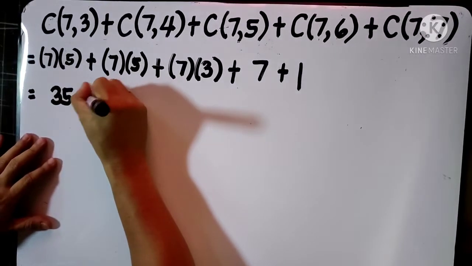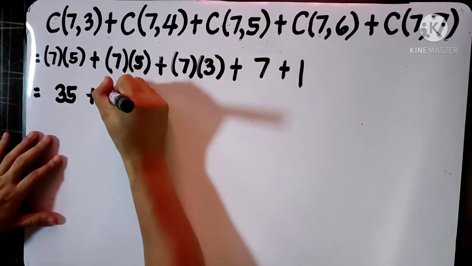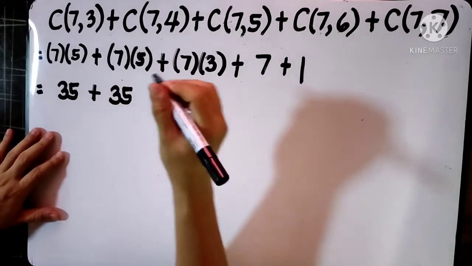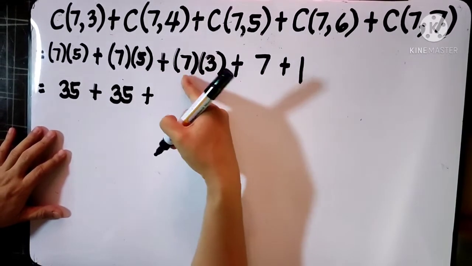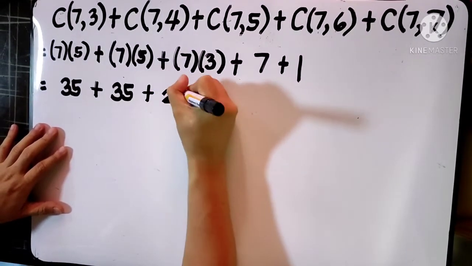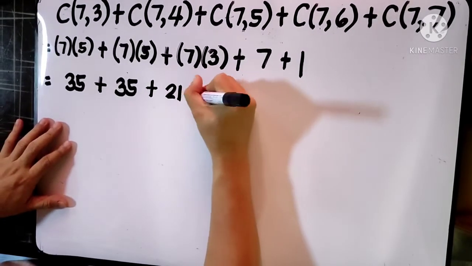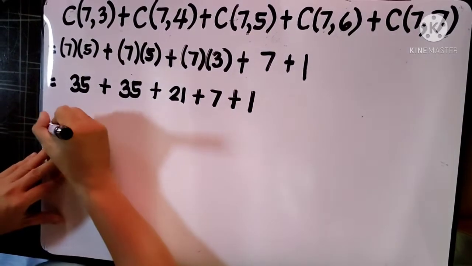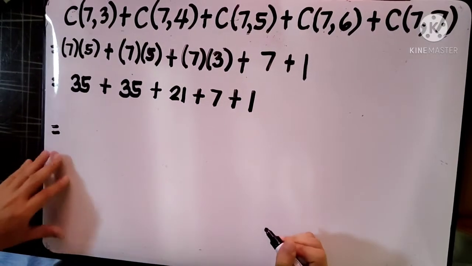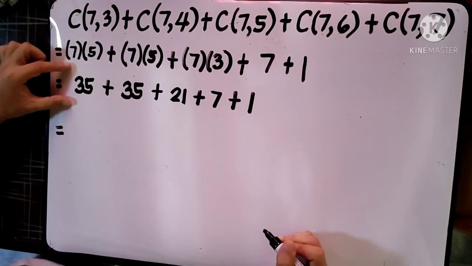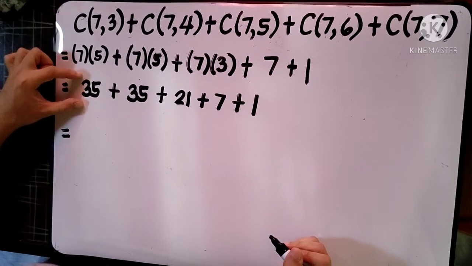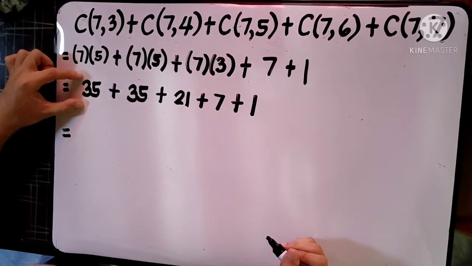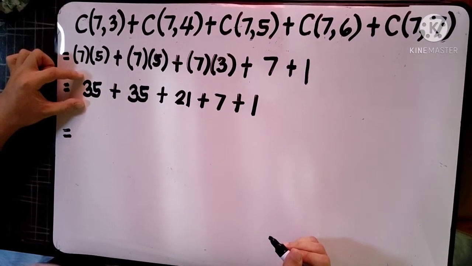Then plus 7 times 5 is 35. Plus 7 times 3 is 21. Copy plus 7, then plus 1. So this is equal to, so I'm going to explain this, that 35 is the number of triangles that we can form given 7 distinct points.